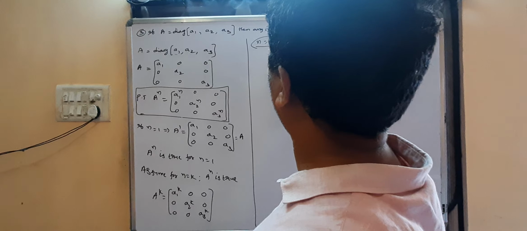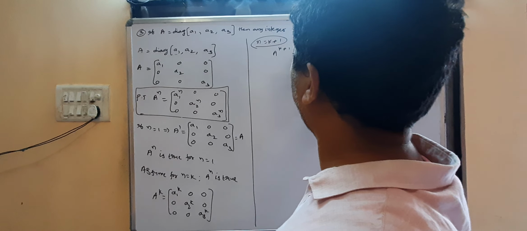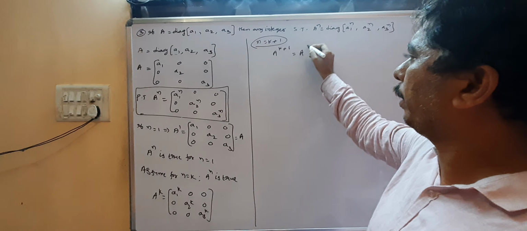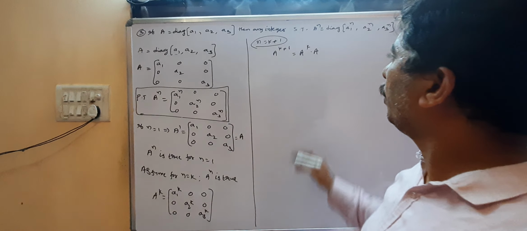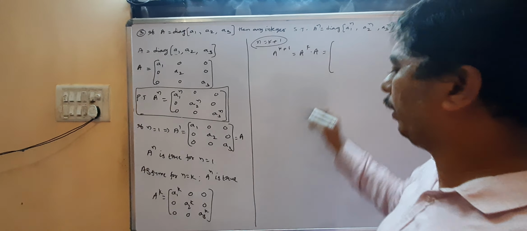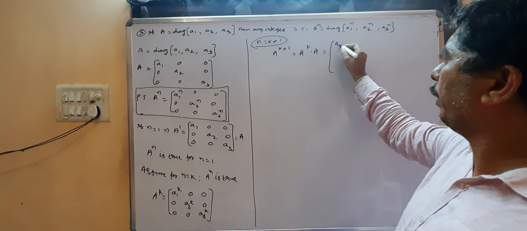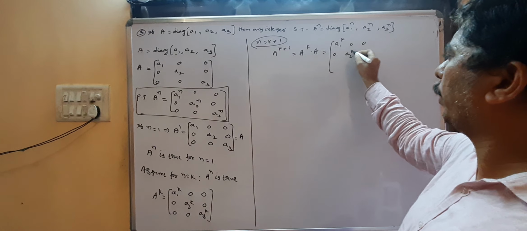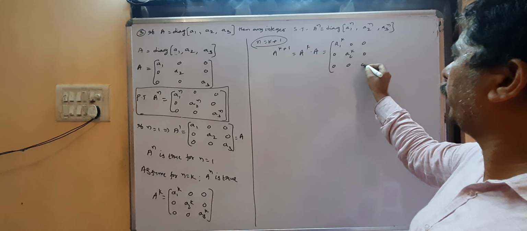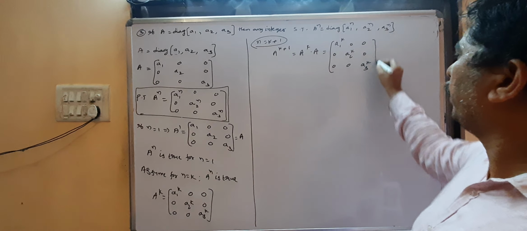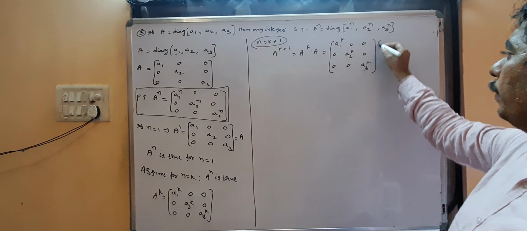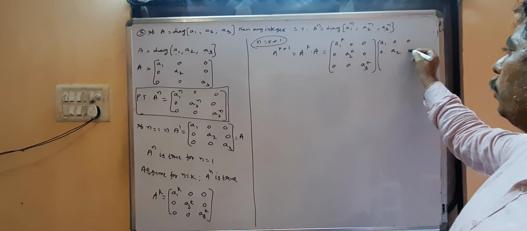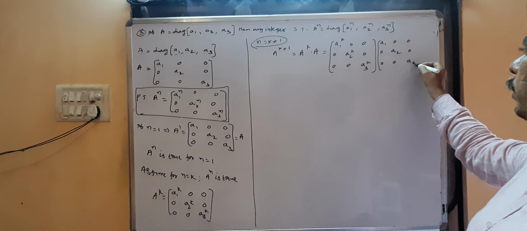Take n equal to k plus 1. That means A power k plus 1. A power m plus n is A power m into A power n, so A power k plus 1 is A power k into A. What is A power k? You already have it: a1 power k 0 0, 0 a2 power k 0, 0 0 a3 power k. The A matrix you have is a1 0 0, 0 a2 0, 0 0 a3.